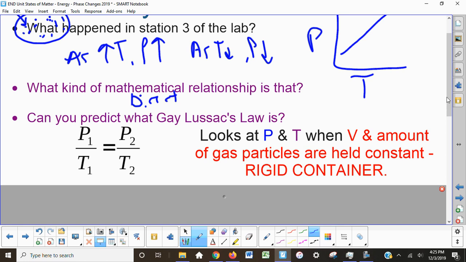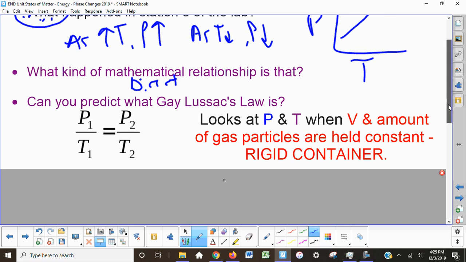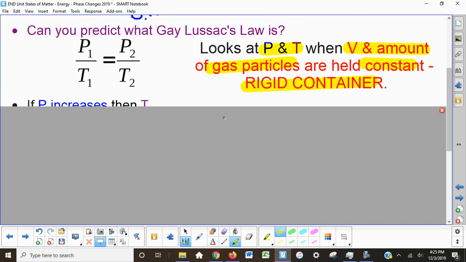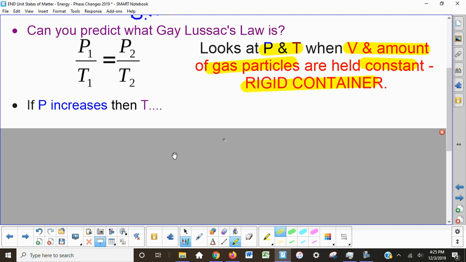The equation for this should look similar to Charles' law, except that it's pressure over temperature equals pressure 2 over temperature 2 at a second set of conditions. This looks at pressure and temperature, but you have to keep volume and amount of gas particles held constant, which means you have to have a rigid container like you did in station 3. You had that fixed container, inflexible, wasn't going to change sizes. That's the only way you can take volume out of the equation. So again, if pressure increases, then the temperature increases.